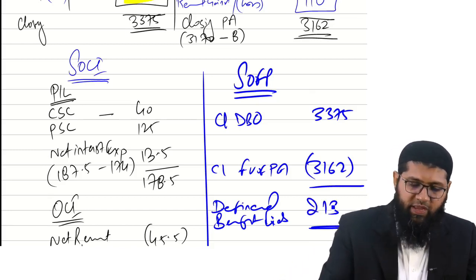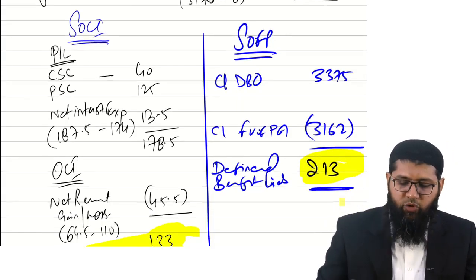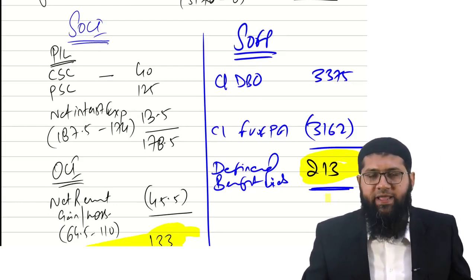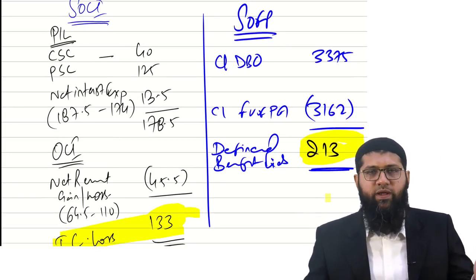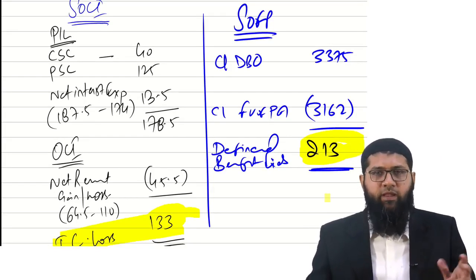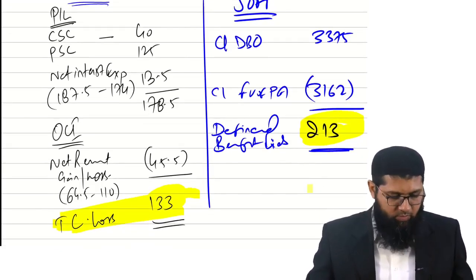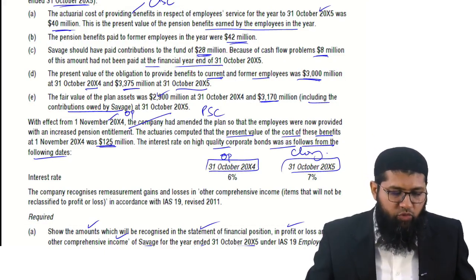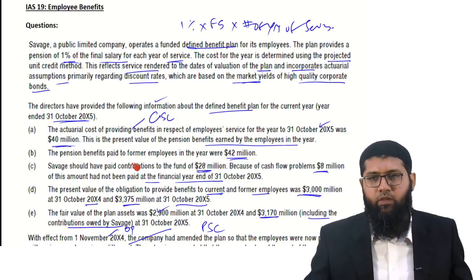Gives you 213 as a defined benefit liability. So I repeat, 213 is going to be the defined benefit liability. That is something that you would be reflecting in the balance sheet. And from the perspective of SOCI, it's going to be 133 that is to be recognized, including the impact of gain in the P&L. So what have we done? We have actually gone through this specific question, the name of which was Savage Company.